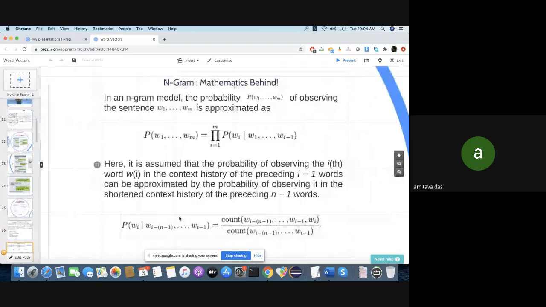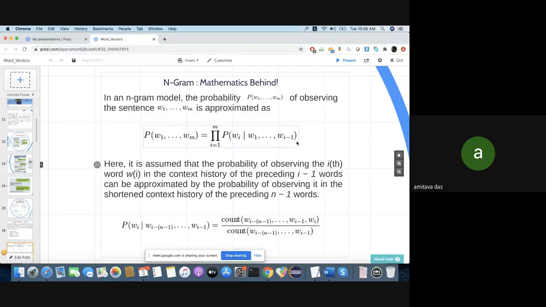Now, what's the problem of language modeling? Let us look at it mathematically. Given a sequence of words, we are trying to capture the probability of a sequence of words, word 1 to word n. We do this by taking a product over the probability of word i given the whole sequence of previously occurred words, word 1 to word i minus 1.